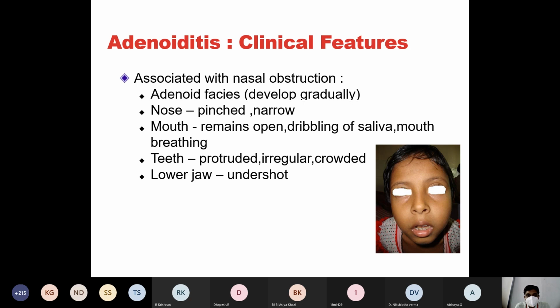The nostrils look pinched and narrow. The mouth remains open and there can be dribbling of saliva and there will be mouth breathing. The teeth appear to be protruded, irregular and crowded. The lower jaw looks recessive, and in the oral cavity, if you look, you can see a high arched palate. The child generally has a dull look. Okay, so there is a reason for each of these.